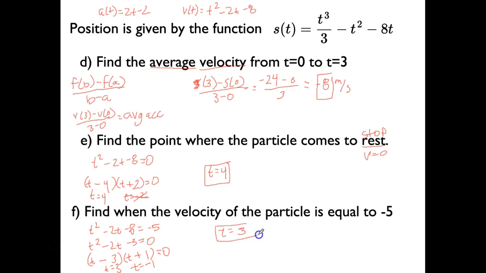Now, remember, you would make sure to use seconds or whatever units were given to us, but in this case, it did not give us units, so I'm going to ignore them. And that's when the velocity was equal to -5. And that's everything.